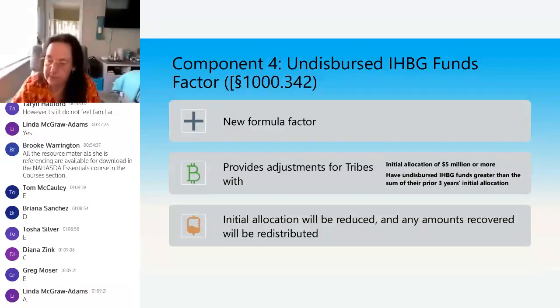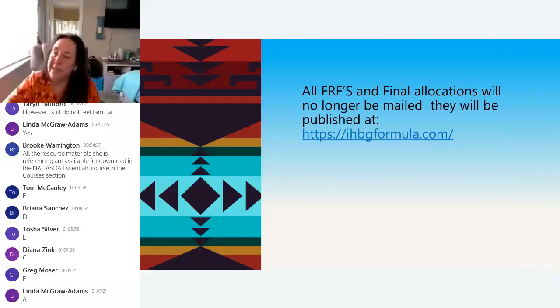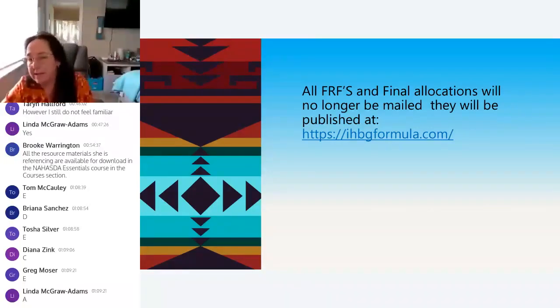So the formula response form: HUD notifies the recipients of the data to be used in the formula and the projected allocation amount. It's available by June 1st, required by regulation. You have to go look that up yourself. It doesn't get mailed to us anymore. That's where you find it, okay? Your FRFs and your final allocations will be published there.